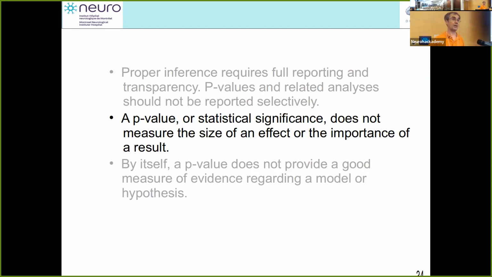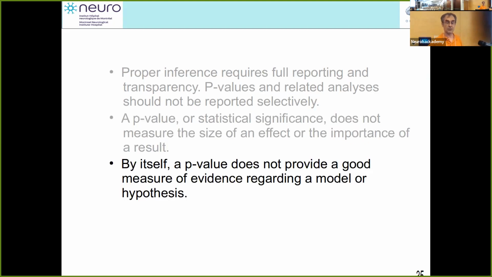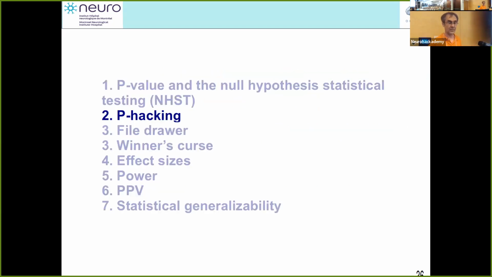There's also the fact that this is not a measure of an actual interesting effect. It's just a statistical test, but it's not a measure of the effect, of the importance of the effect. And it doesn't give you a good measure of evidence regarding a model or hypothesis. So all those things are, I think, to be reminded.